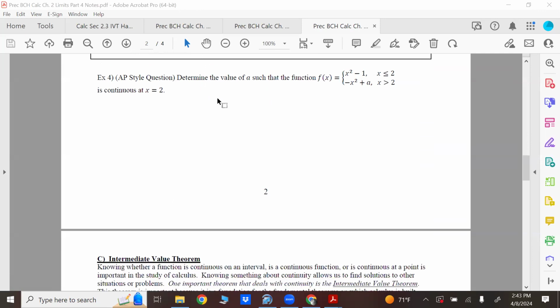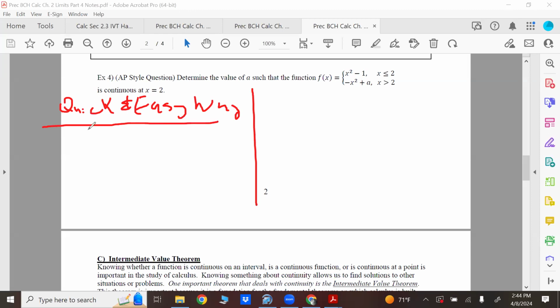So now this is an AP style question. I love this question. This is a great question. I'll give you the quick and easy way, and then I'll give you the more formal way. And actually, I do expect you guys to do the formal way. But on the AP exam, if it's multiple choice, I don't want you doing the formality. I want you just getting the answer quickly, right? So the quick and easy way: just plug 2 in for x and set them equal to each other. That's all.